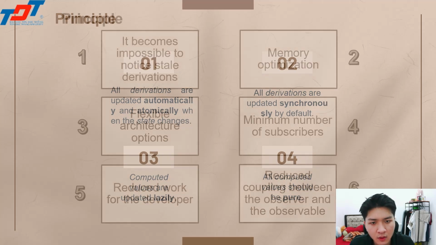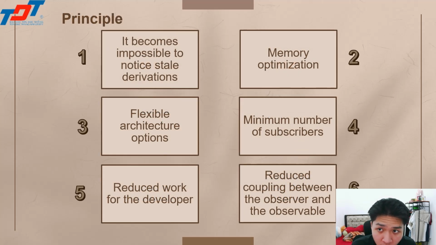And the next, number one, is it becomes impossible to observe state differences. The second one is memoization optimization. And the third one is flexible architecture options, the fourth one is minimal number of subscribers, and the fifth one is reduced work for developers, and the next one is reduced conflict between the observer and the observable.